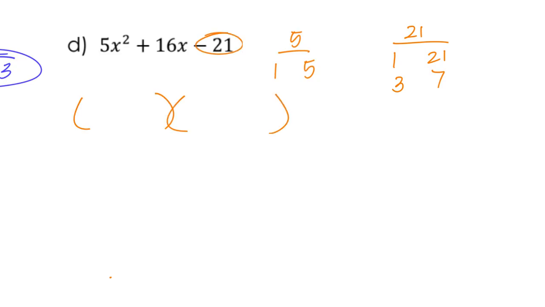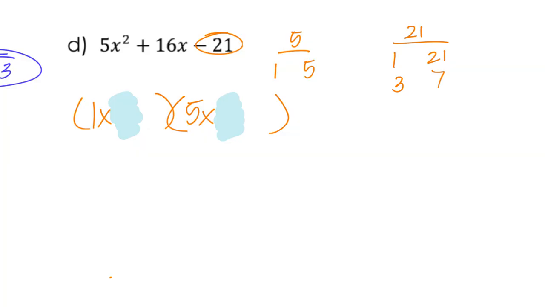Now, my C is negative. So once again, I'm going to have plus minus or minus plus. Okay? One of the two. So I'm going to have a 1x and a 5x because that first term is a 5, which is a prime number. Okay. In here, I'm going to have my symbols.